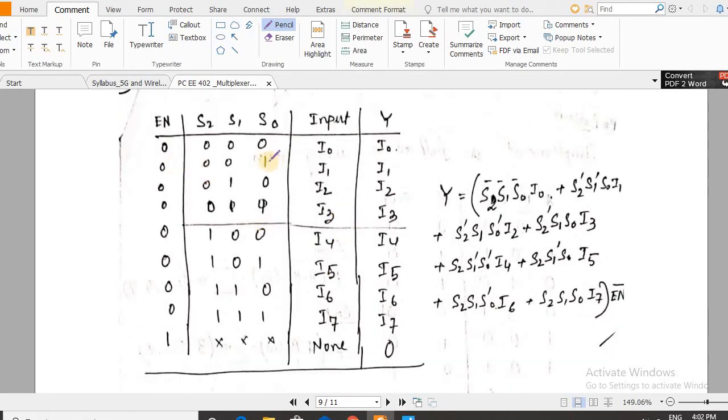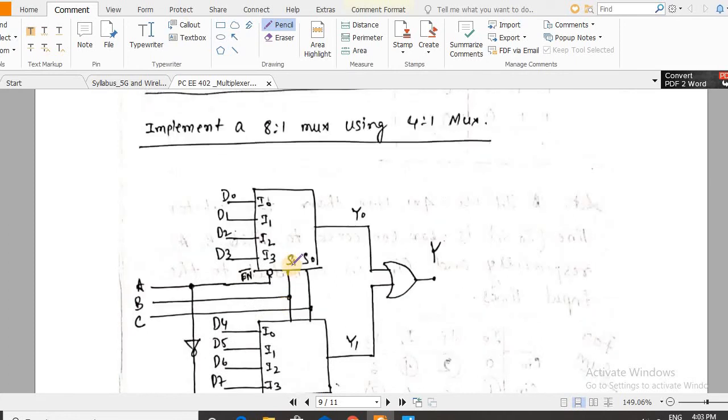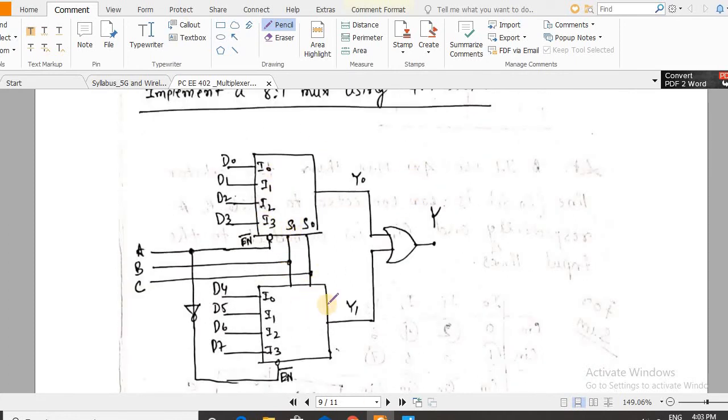This is a typical truth table of an 8x1 multiplexer. For 8x1 we have 3 selector lines, 8 input lines and 1 output line. So same as 4x1 mux, we derived this equation from this typical truth table of 8x1 mux. Now this is the implementation of an 8x1 mux using 4x1.